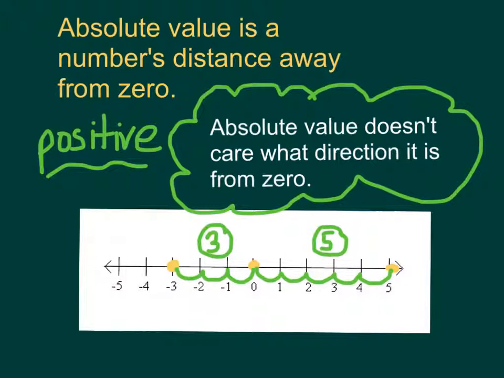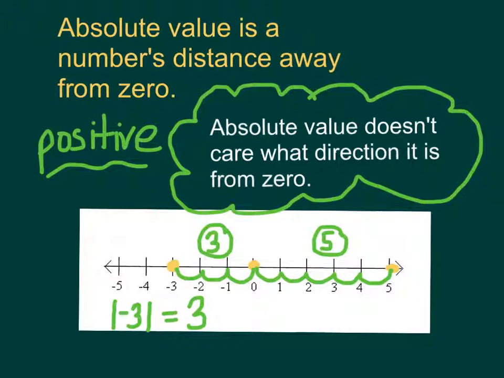Now we have a special symbol for absolute value, and that symbol is the double bar. Anything within this double bar is going to be positive. The double bar stands for absolute value. So if you were asked to tell me the absolute value of -3, you can look on your number line and see that -3 is 3 units away from 0. So we just say the absolute value of -3 equals 3.